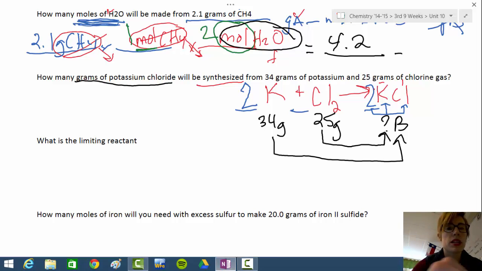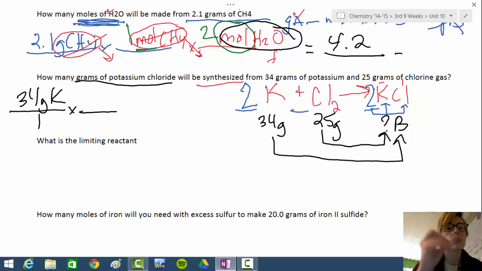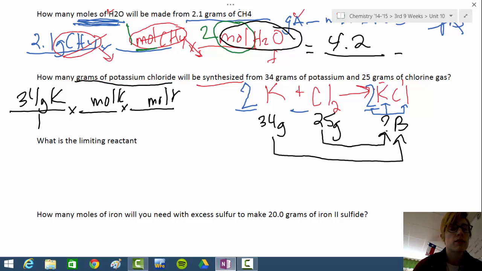So let's start with potassium. So I have 34 grams of potassium. Okay, potassium is my A, all right? And remember, we always go grams of A to moles of A. So I'm going to put moles of potassium on the top. Then we go from moles of A to moles of B. So B is potassium chloride. And then I go moles of B to grams of B. So grams of potassium chloride go there.